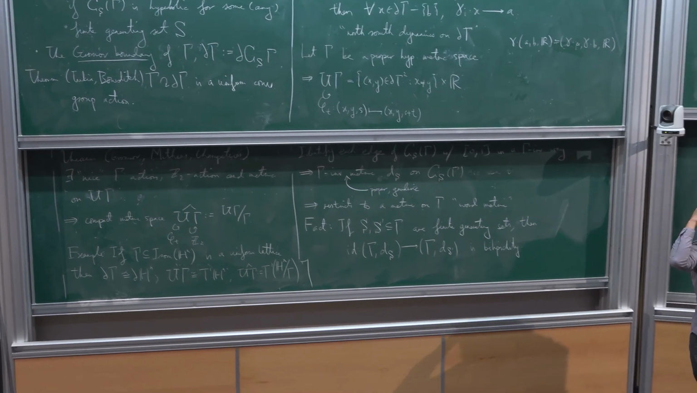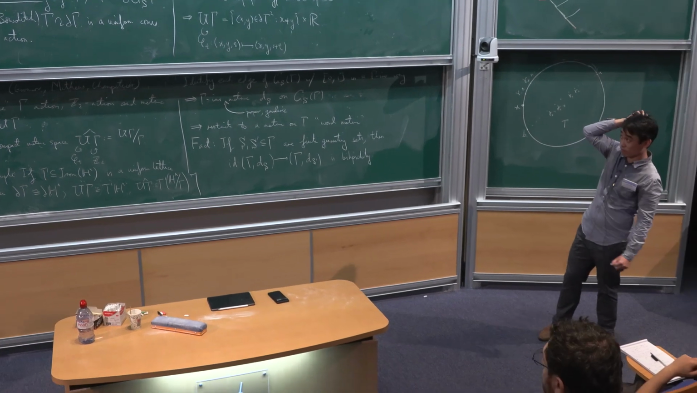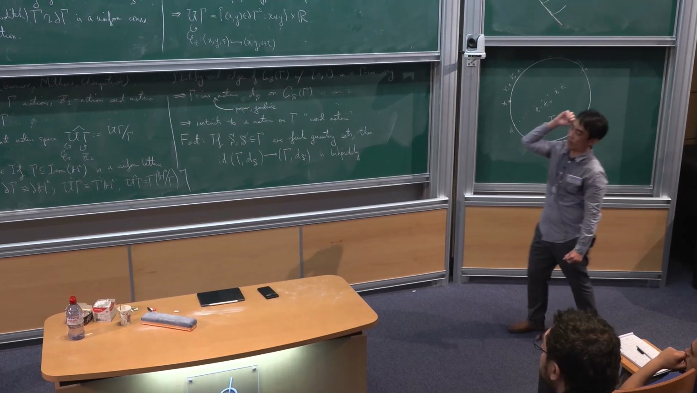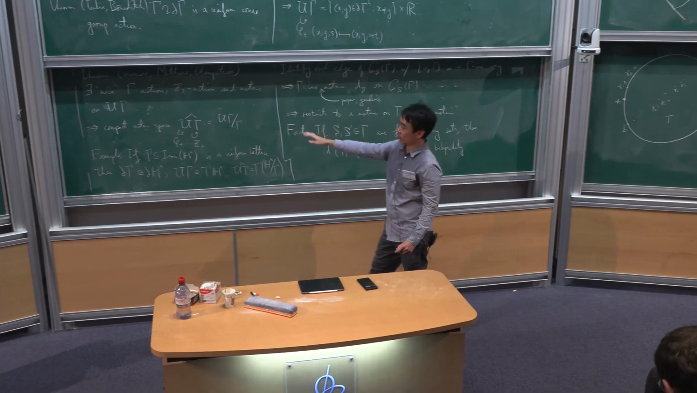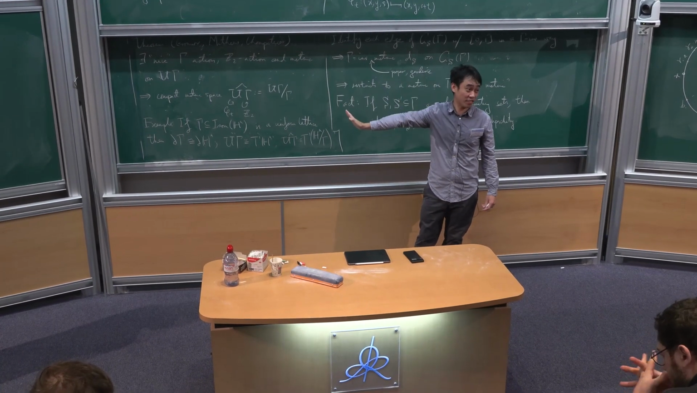I didn't understand why you need the last theorem of Gromov. Oh, I haven't told you how I'm going to use it. You mean this one? Yes. I haven't told you how I'm going to use it, but I will use it in the definition of Anosov representations.